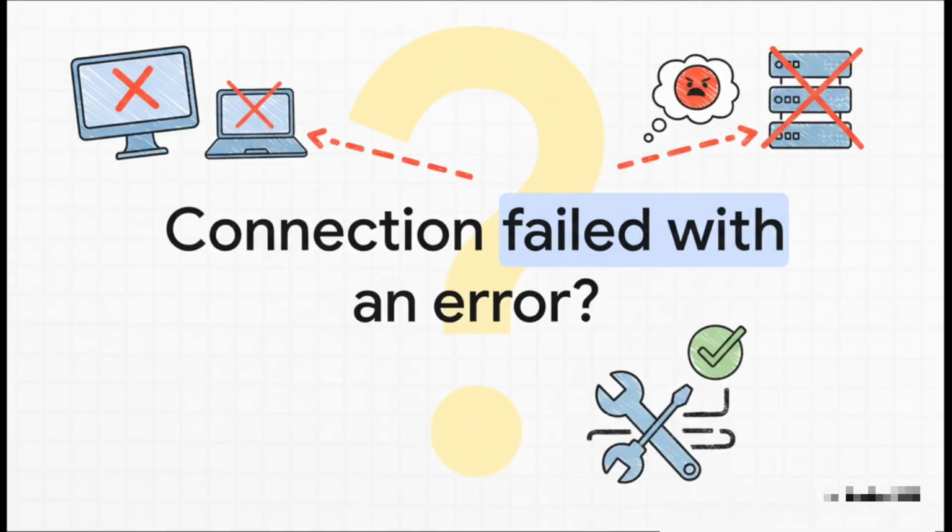This old chestnut. You go to connect, and you get some vague error message that the connection couldn't be established. It's super common and super frustrating. But don't worry, the fix is usually pretty simple.